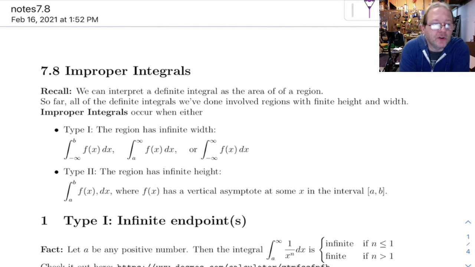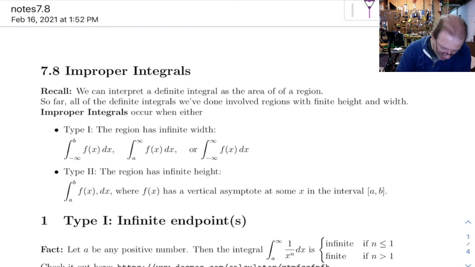Section 7.8 is on improper integrals. Now, recall, we can interpret a definite integral as the area of a region. So far, all of those regions that we've looked at have had a finite width and a finite height. What makes an integral improper is when either the width of the interval is infinite, or somewhere between the two endpoints there's a place where the height is infinite.